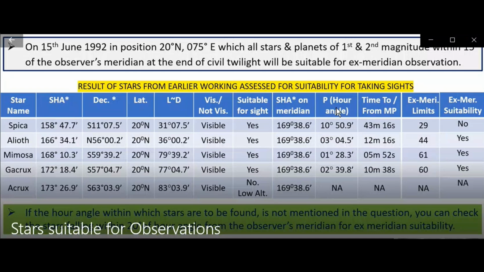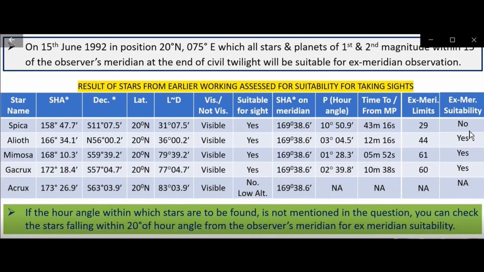And when we divide angle P by 15 degrees 2.5, we get the time from or to meridian passage. We compare this time with ex-meridian limit, and if this time is inside the limit, the star is suitable for an ex-meridian sight, otherwise no. So this is what we did in the last session.